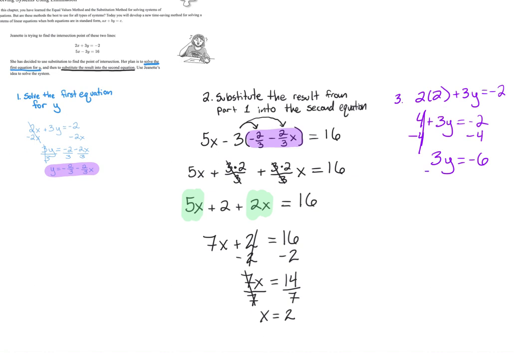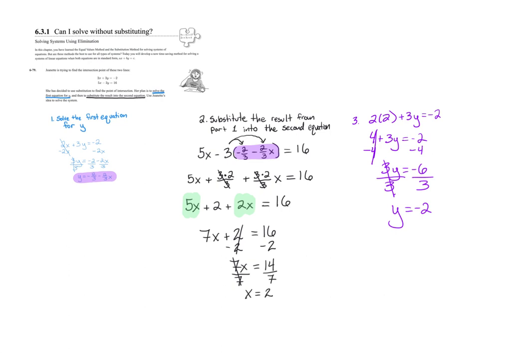Last but not least, we're going to divide by the coefficient on both sides. And we get y is equal to negative 2. So, with our x value of 2 and our y value of negative 2, since this is an abstract problem, meaning it's not a word problem, we're going to write our final answer as a coordinate. The x value is 2, and the y value is negative 2.